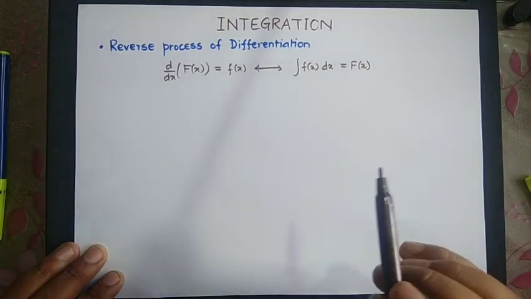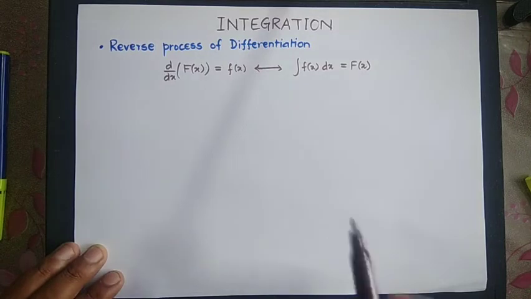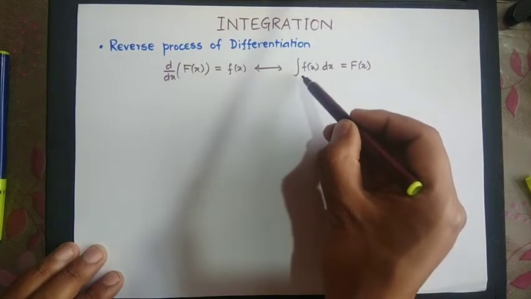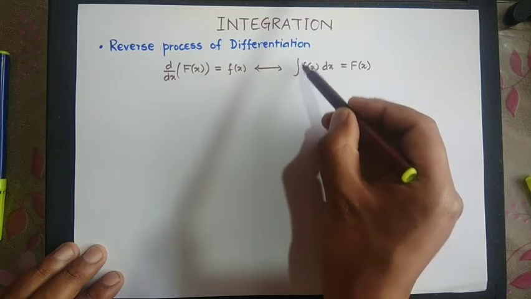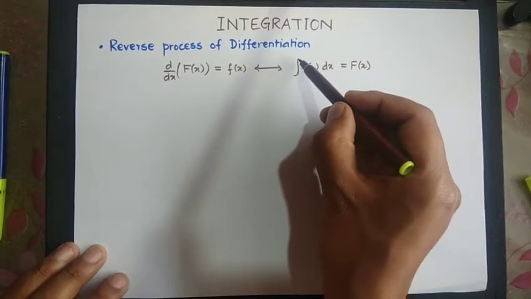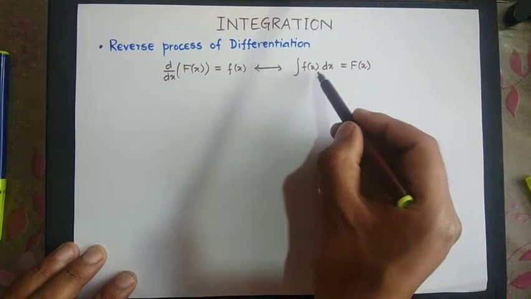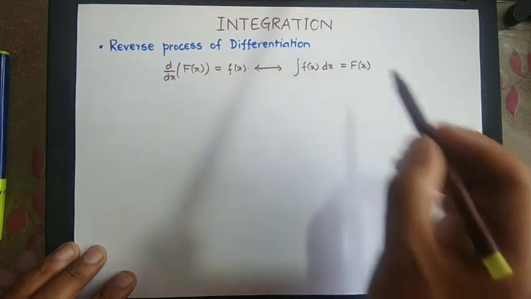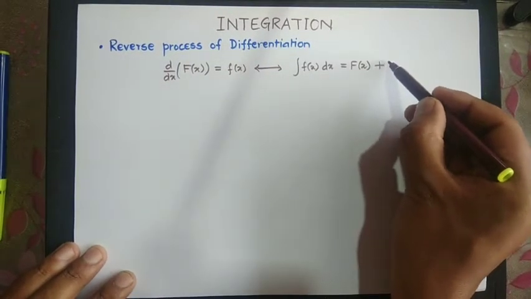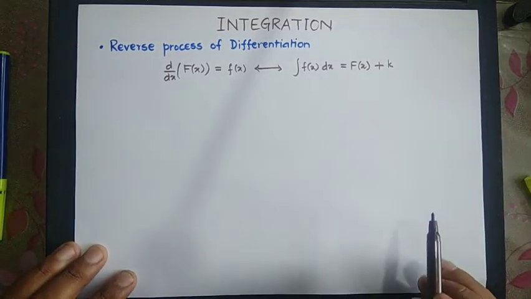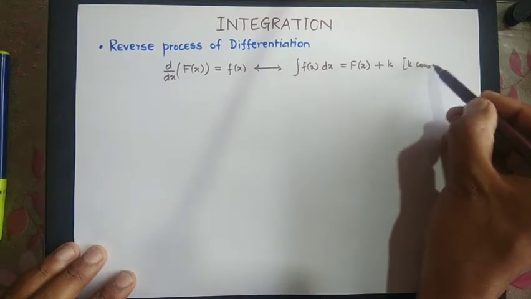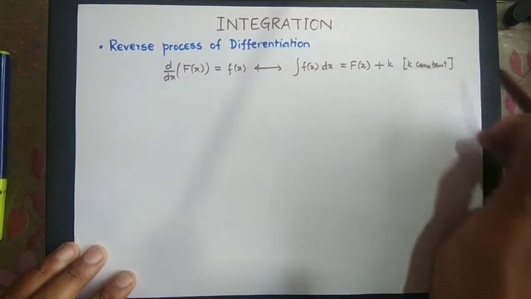Now this is still incomplete. Indefinite integrals mean that we don't put any numbers on the integral sign. This is called the lower limit and this is called the upper limit. If we don't put any numbers and keep the sign like this only, then it is called an indefinite integral. Whenever we solve indefinite integrals, there always has to be a plus k written. This k stands for constant.